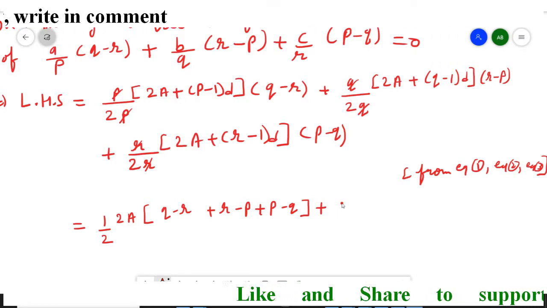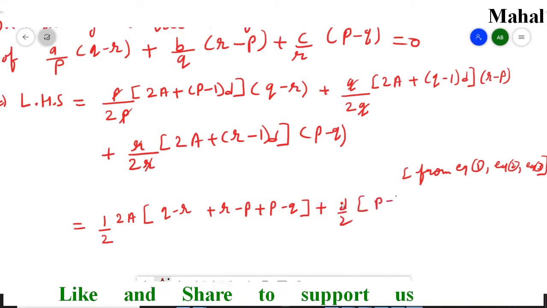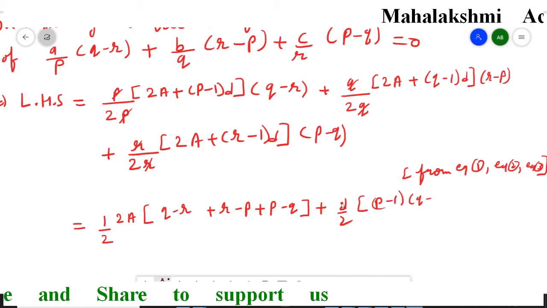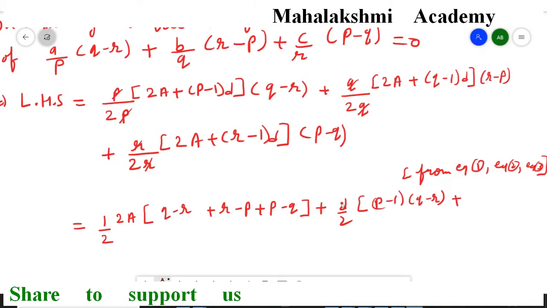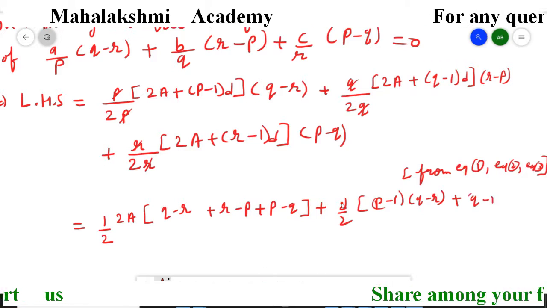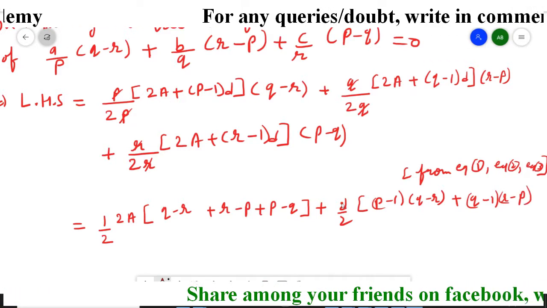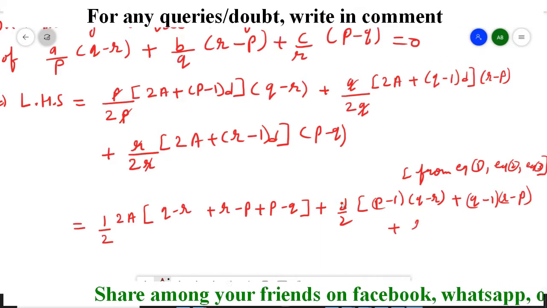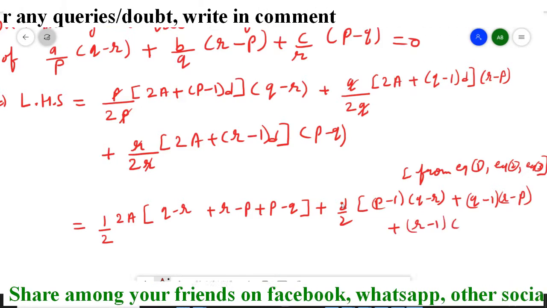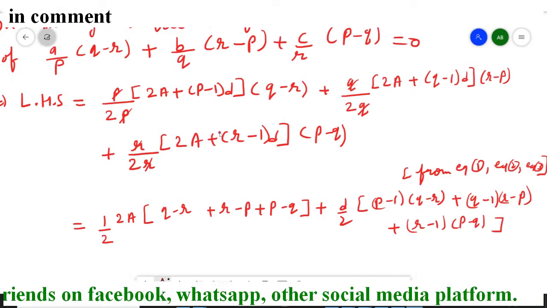When we open it, it's going to be d upon 2, then big bracket p minus 1 times q minus r. In the same way, from the second term it's going to be q minus 1 times r minus p, and here it's going to be r minus 1 times p minus q, and big bracket close. So I hope it's clear to you.